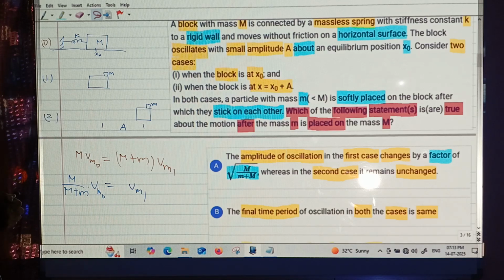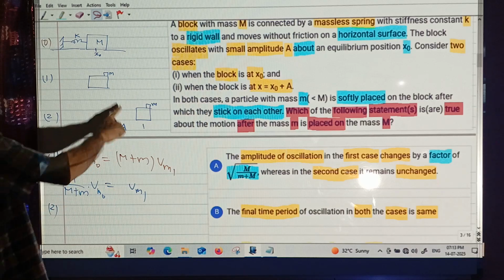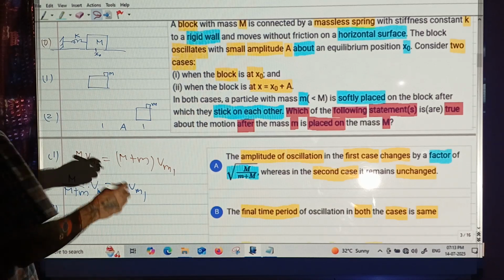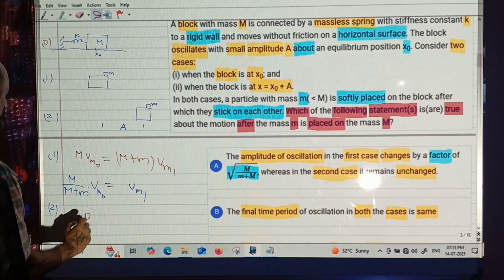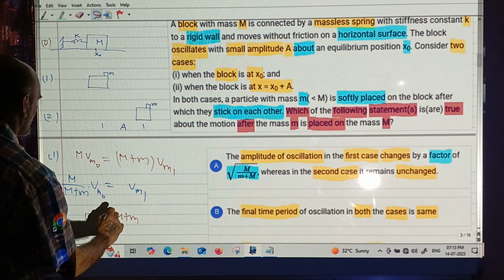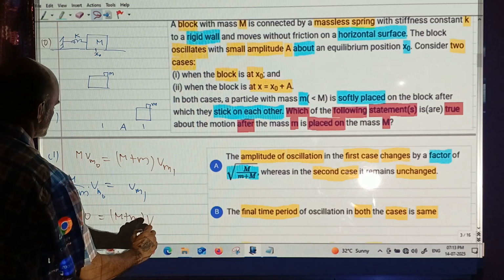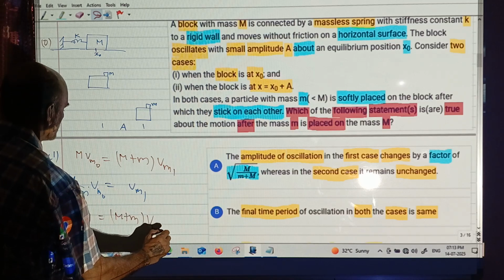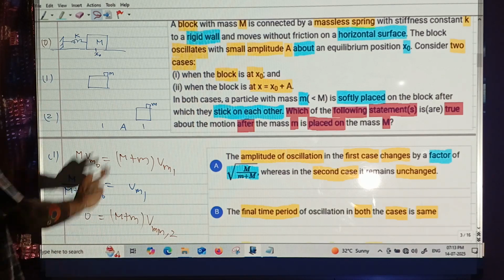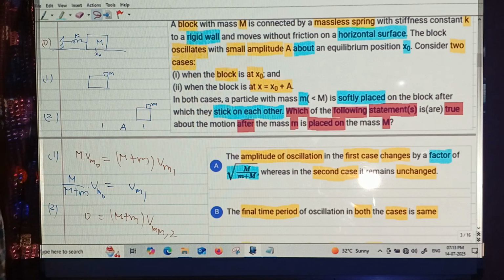In the second case, the mass is placed in the extreme position. When this capital M is in the extreme position, the velocity is 0. So the initial momentum of the system is 0, because it's M into 0. That's equal to the final momentum, which is M plus m into the velocity at the turning point in the second case, which is 0. So in the second case, there is no change in the velocity.